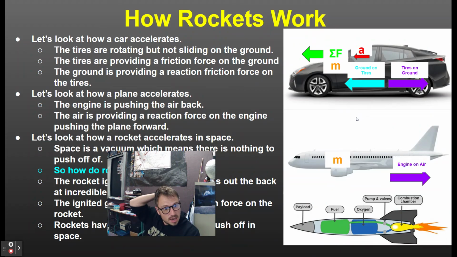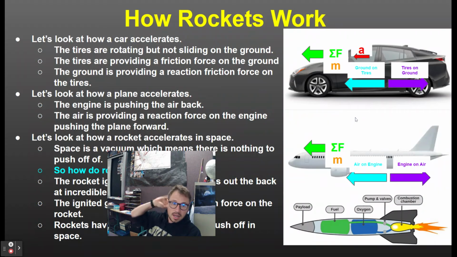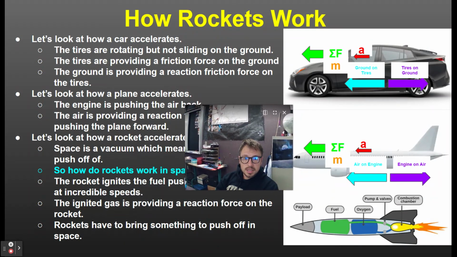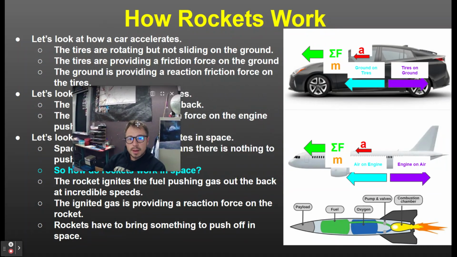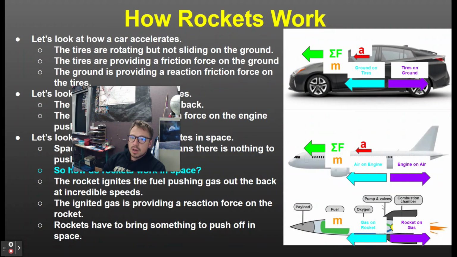A plane works the same way. The engine pushes on the air, the air pushes on the engine, and that air pushing on the engine pushes the plane forward. That is what's going to cause that net force, causing that airplane to accelerate. Now, rockets ignite the fuel by pushing gas out of the back at incredible speeds. The ignited gas is providing a reaction force on the rocket. Rockets push the gas out of the nozzle in the back. The gas pushes on the rocket, and there is a net force.